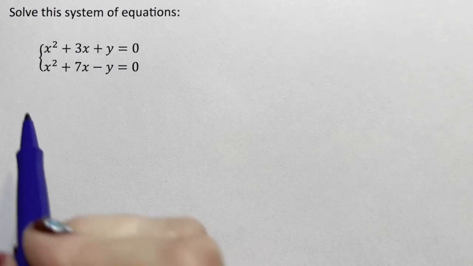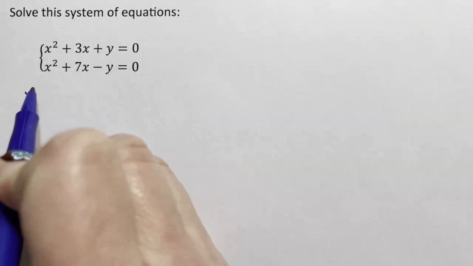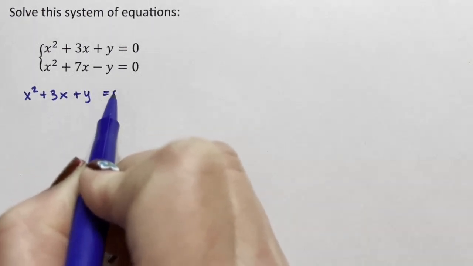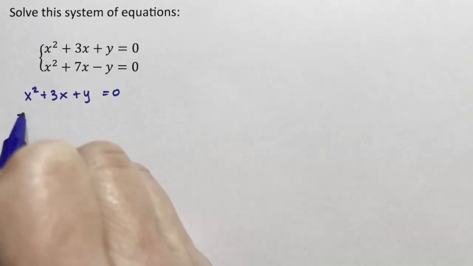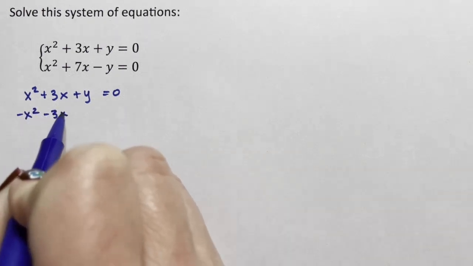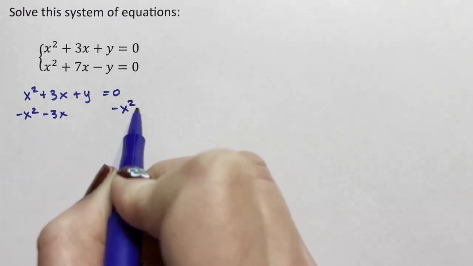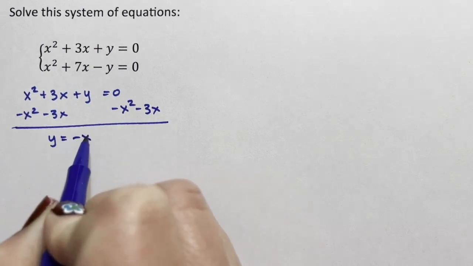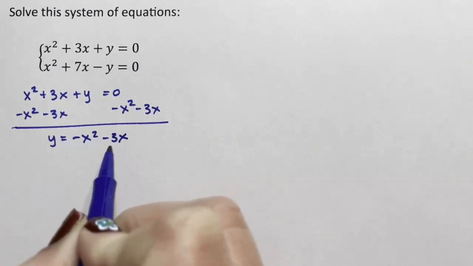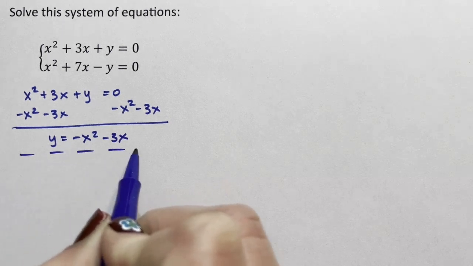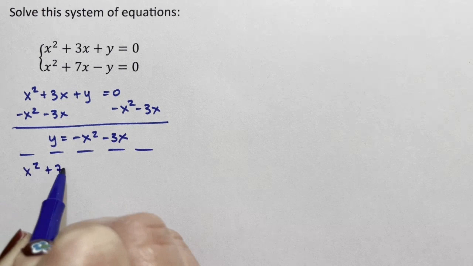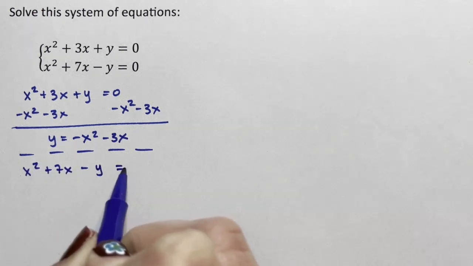So I'm going to take my top equation, my x squared plus 3x plus y equals 0. Solve it for y. Subtract the x squared and the 3x from both sides. And I'm going to get y equals negative x squared minus 3x. And then I'm going to take my second equation, x squared plus 7x minus y equals 0.